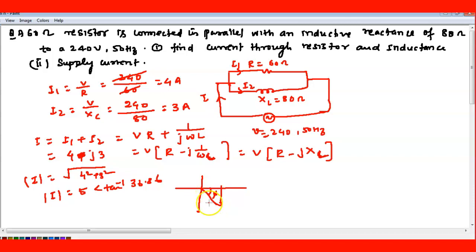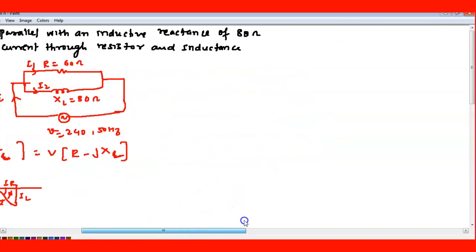This is psi and this is I, this is your IL and this is IR, right? This is the one method. Another method, tell me. This is supply current. Current through each resistor, we got it here, I1 and I2. Second method we can do.